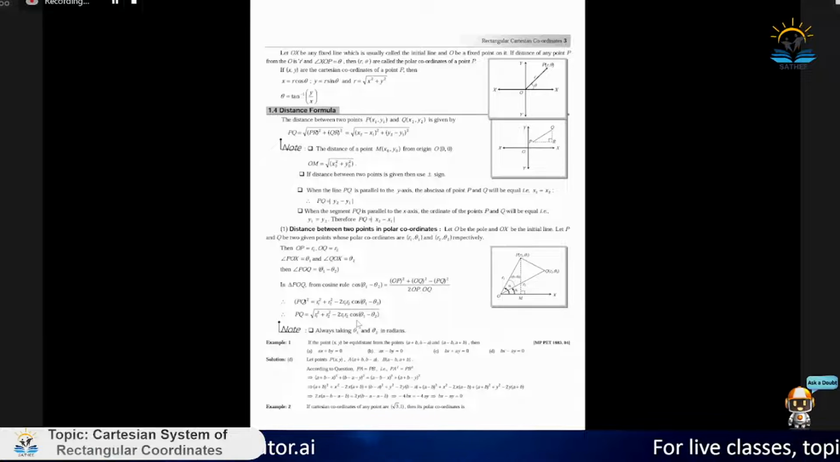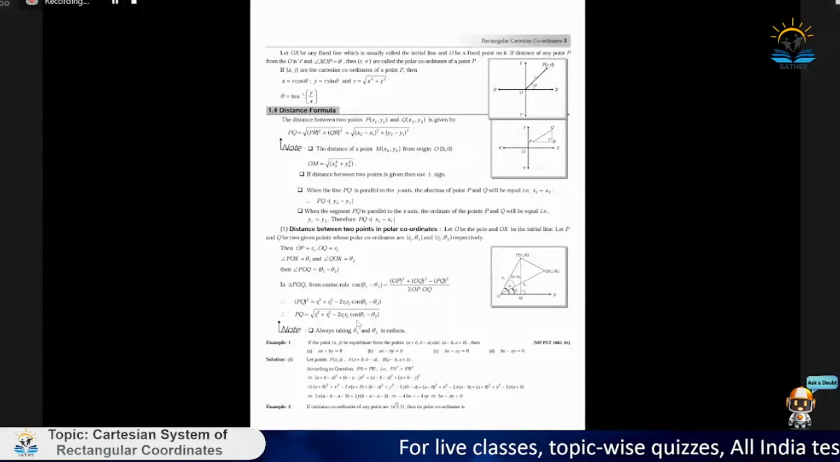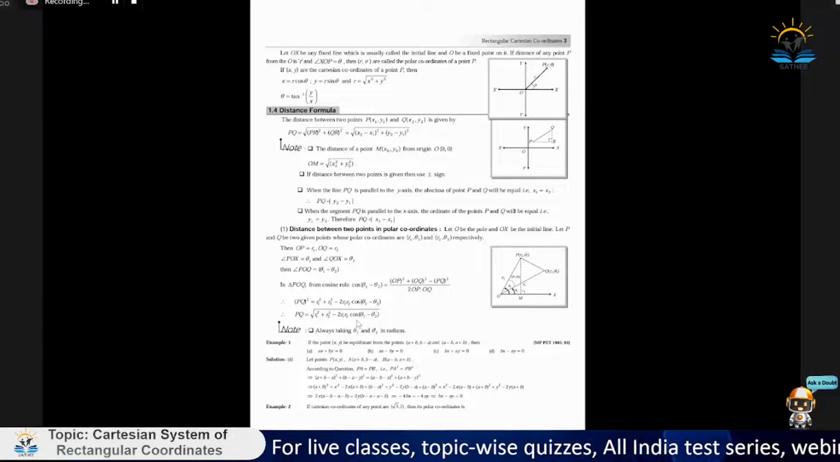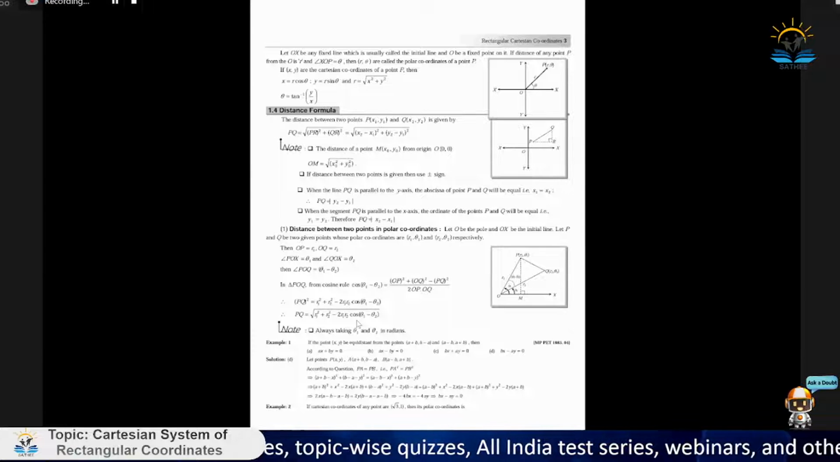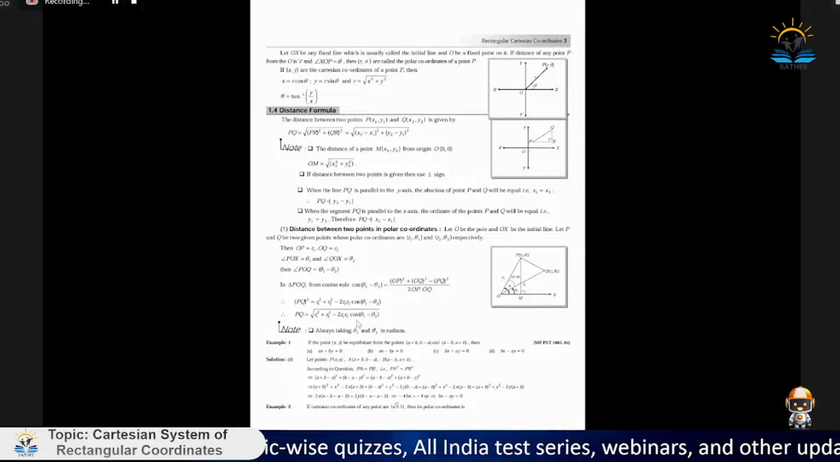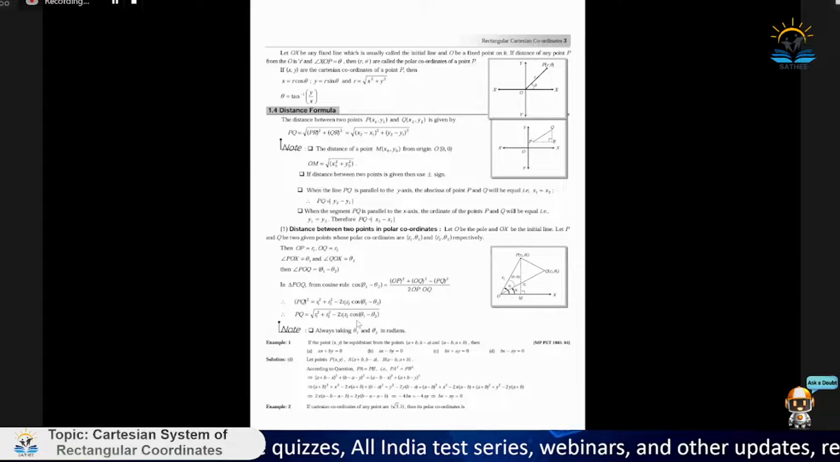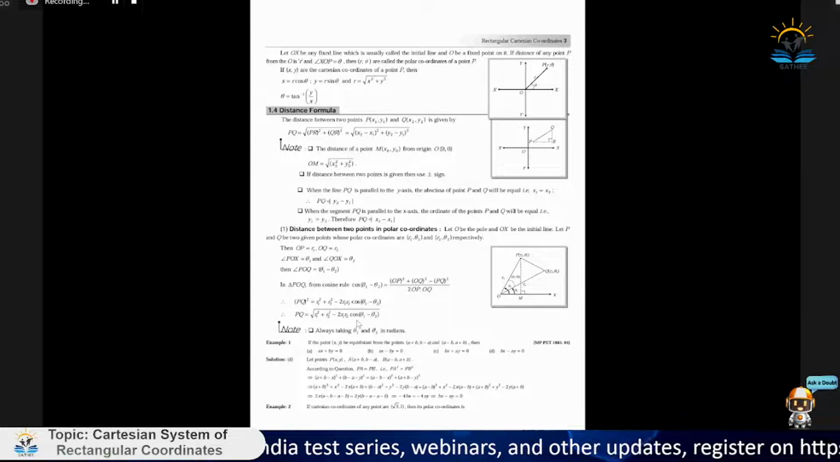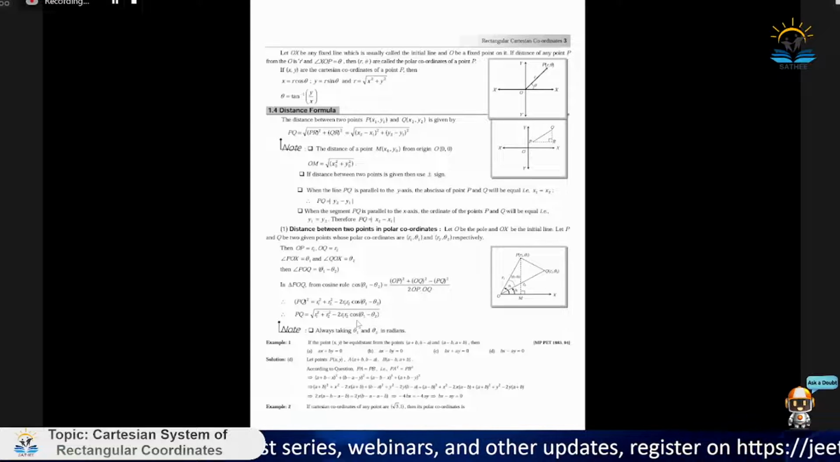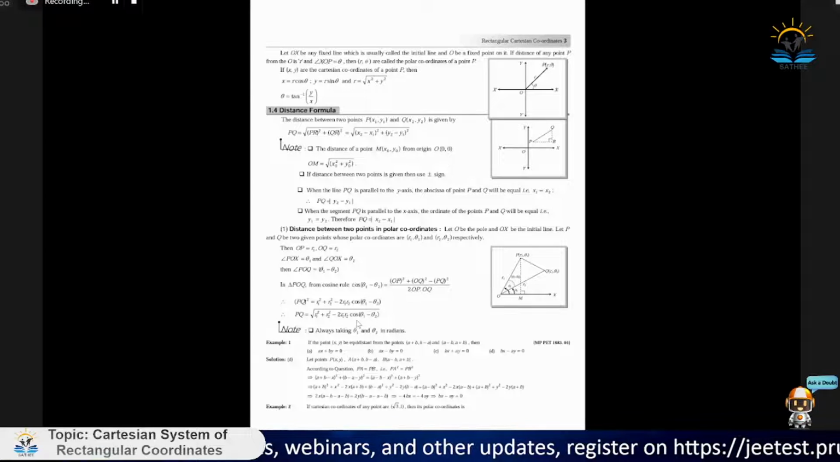And when the line PQ is parallel to the y-axis, then the x coordinates of points P and Q will be equal, as it is parallel to the y-axis. So the x coordinate would be the same. So the distance between those two would be mod of y2 minus y1. As we are measuring the distance, it should always be positive, so we use the mod symbol there. And when the segment is parallel to the x-axis, vice versa, we'll take mod x2 minus x1, as y1 equals y2.